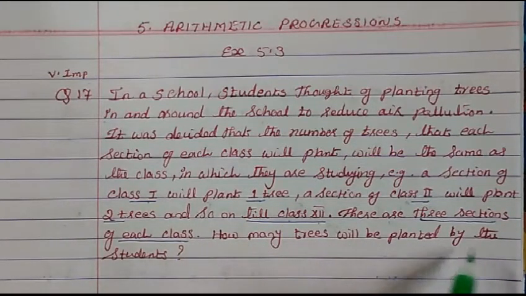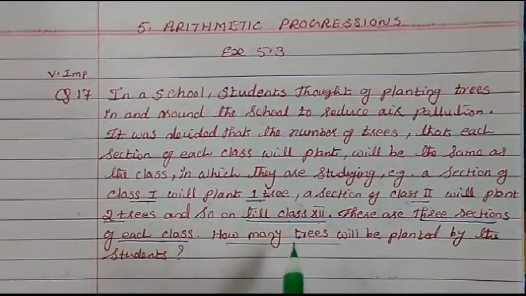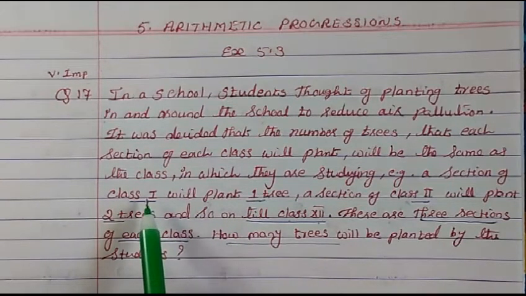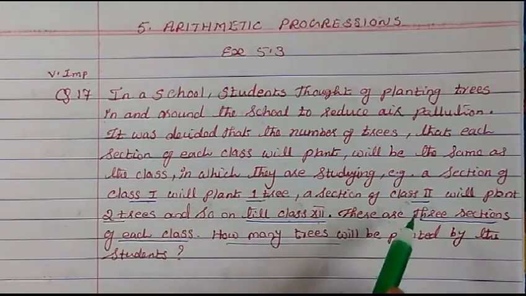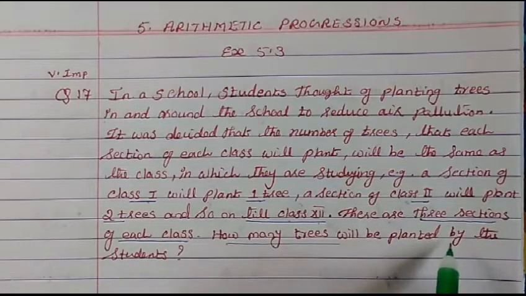Then how many trees will be planted by the students? That means the sum of the trees, or the total number of trees, that will be planted by the students. So in class 1, they will plant 1 tree, but in class 1 how many divisions? 3 divisions are there. So 3 trees they will plant. In class 2, 3 divisions are there and each division will plant 2 trees. So likewise, all 3 up to 12th standard.